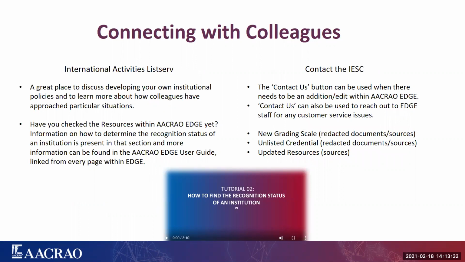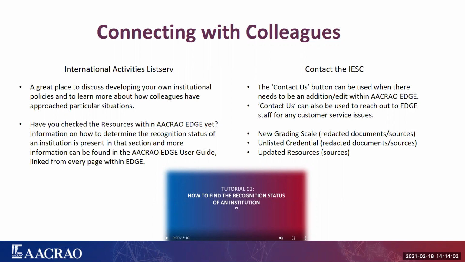So I just mentioned that you can reach out to us at edge@acro.org with any of your questions. The contact us button that you'll find on every page within Acro Edge, that's what you can use when you need to reach out for customer service issues. And it's also how you can reach out if there needs to be an addition or an edit within Acro Edge. We really appreciate all of the comments and questions that have been coming in, and the Iesc takes care of those in the order in which they're received.